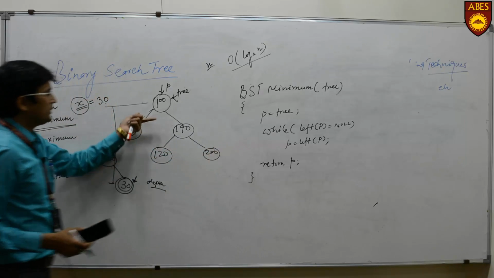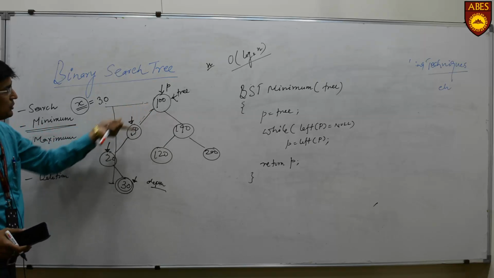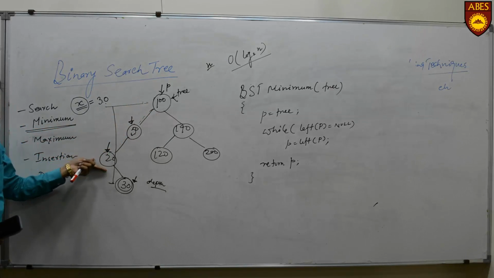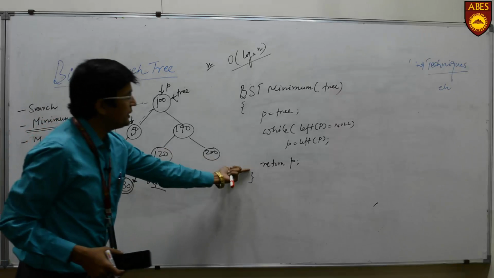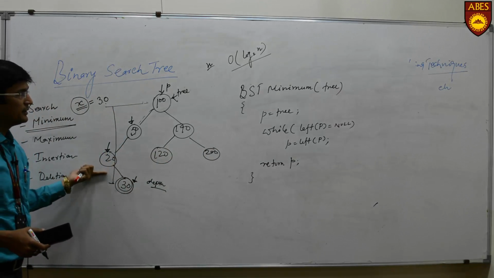For example, in this case, this is the node, its left exists, so we will go towards the left. Now the left of this also exists, so we will go towards the left. Since the left of this does not exist, we stop there and return the pointer to this node. So this P is actually the pointer to the minimum node in the binary search tree.